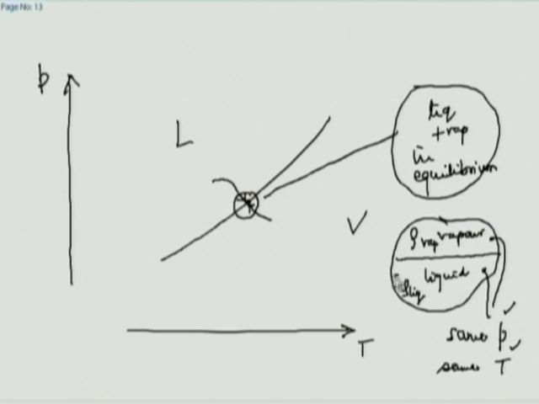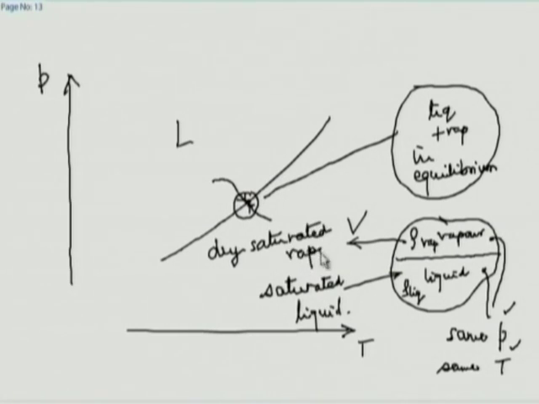The limiting liquid phase is known as saturated liquid, and the vapor phase is known as dry saturated vapor. The technical meaning of these terms is the saturated liquid phase is the liquid phase which remains in equilibrium at the same pressure and temperature with its vapor phase. Saturated liquid is a liquid that remains in equilibrium with its vapor phase, and dry saturated vapor is the corresponding vapor phase which remains in equilibrium with its liquid phase.